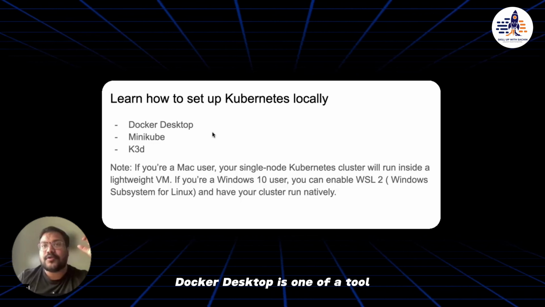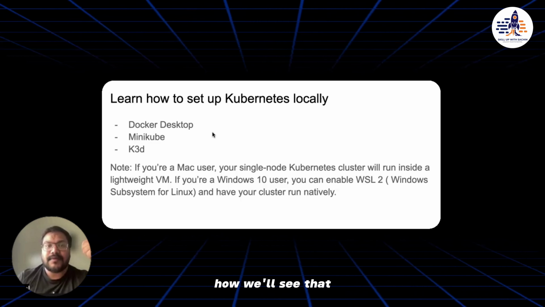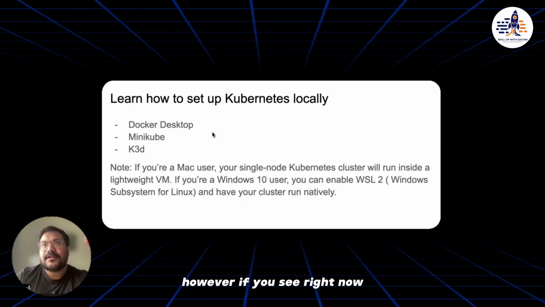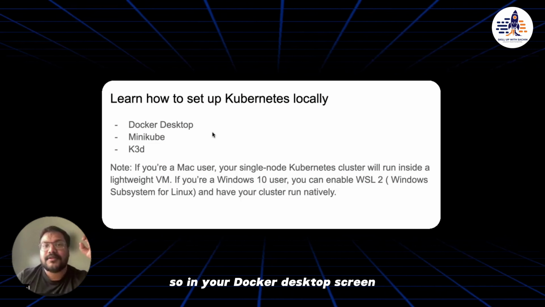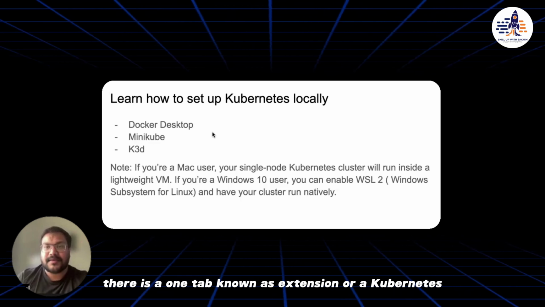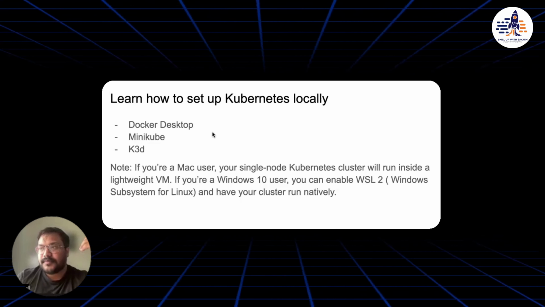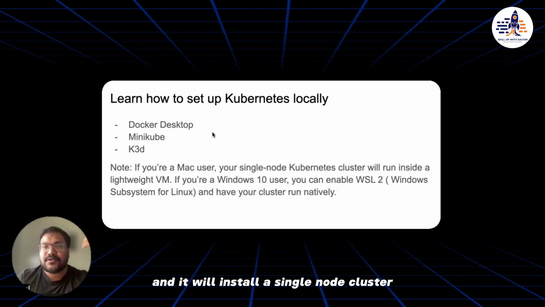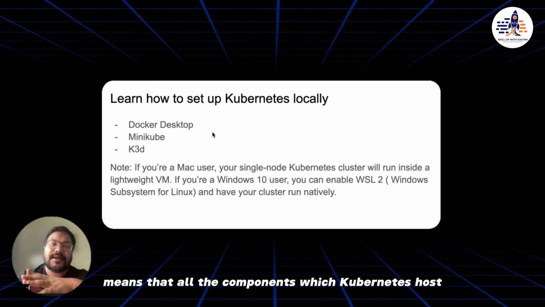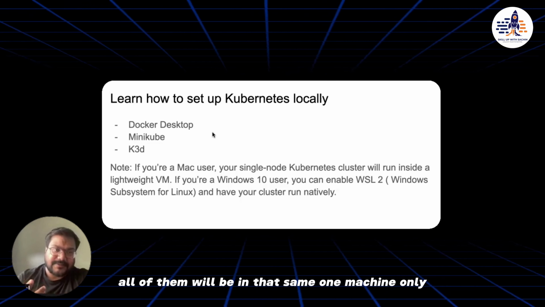Docker Desktop is one of the tools with which you can also set up Kubernetes. How? We'll see that when we talk about the installation session. However, if you look right now at the Docker Desktop screen, there is a tab known as Extensions or Kubernetes. If you enable that, you can see Kubernetes running there, and it will install a single node cluster. A single node cluster means that all the components which Kubernetes hosts will be on that one machine only.